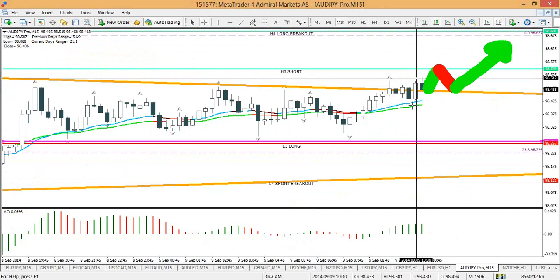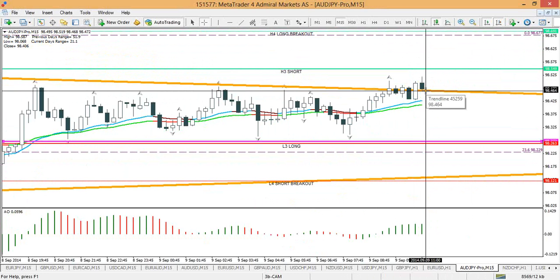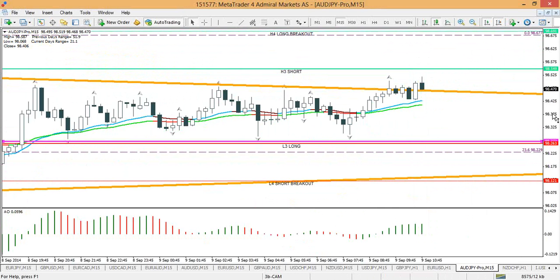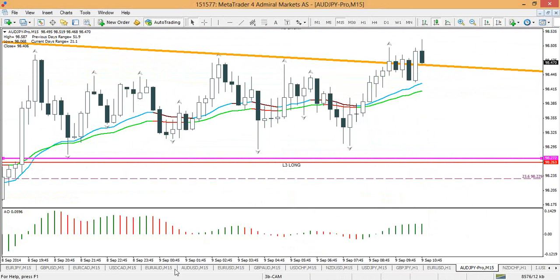Now the other option is to scale in, either a small part here and then a second part upon the break of H3, thereby splitting the risk in two parts. It's difficult to tell. Let's take a look at the dollar yen for more clues. Obviously, the dollar yen is going to be important for this Aussie yen to continue as well.